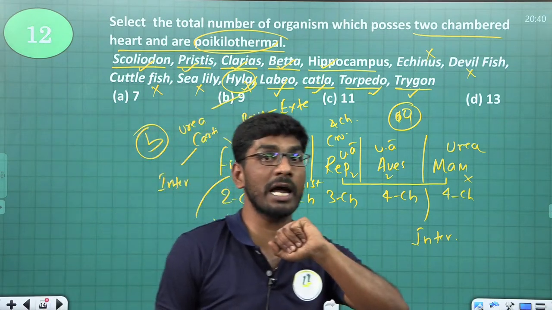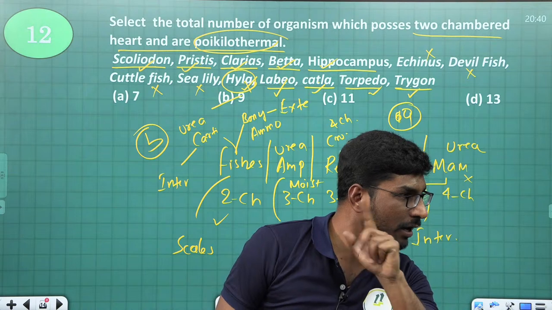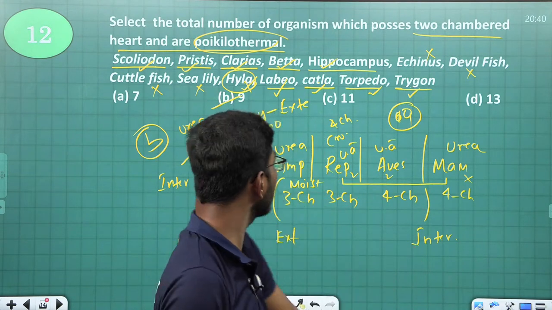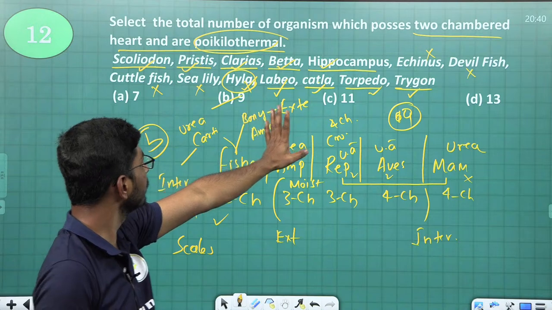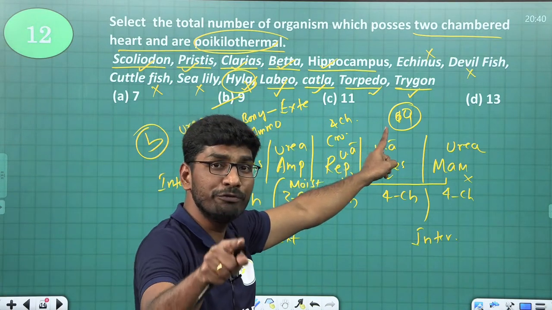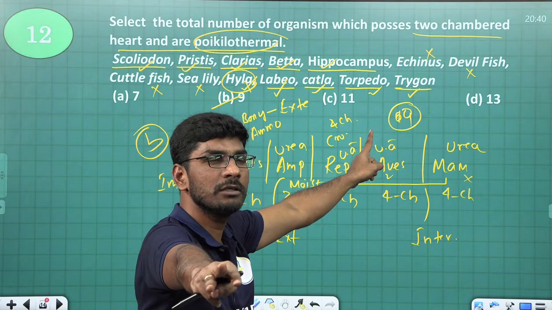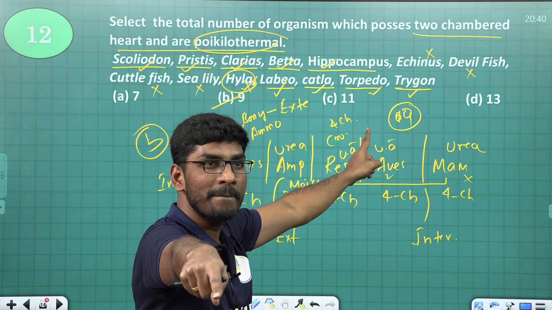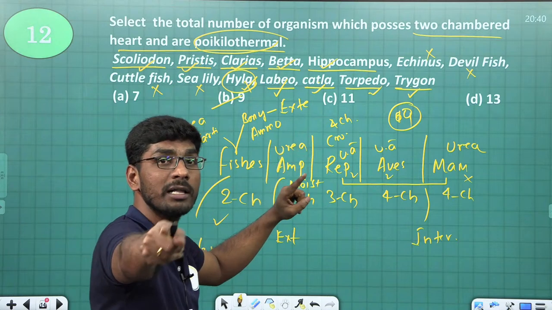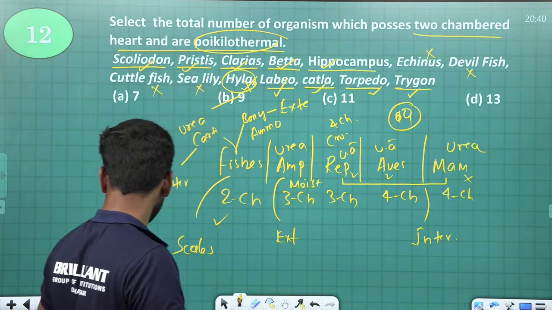Amphibia is a three chamber of heart. Hyla amphibia, three chamber of heart. The answer will become 9 should come, right, beta? Cross check once again. Hyla, Bufo, Ichthyophis, Rana, Salamandra. These all are amphibians. Salamandra is what? Urodela, that means tail-bearing amphibian.